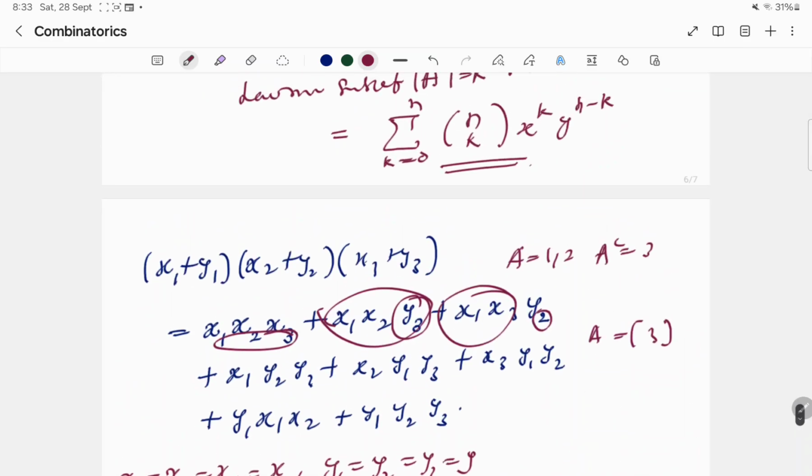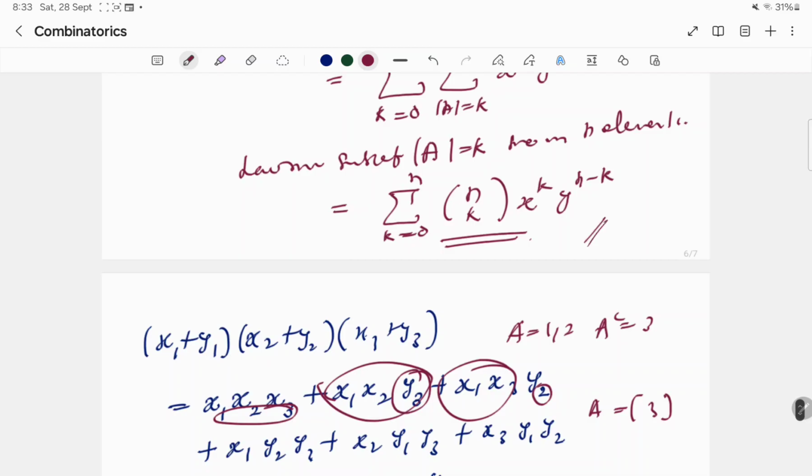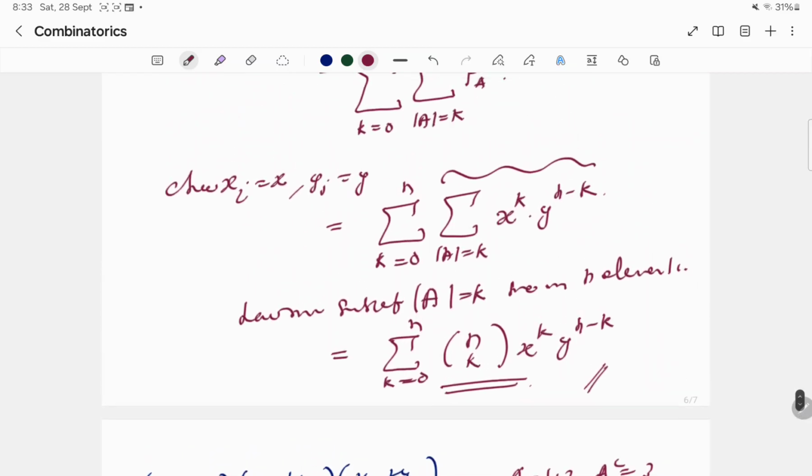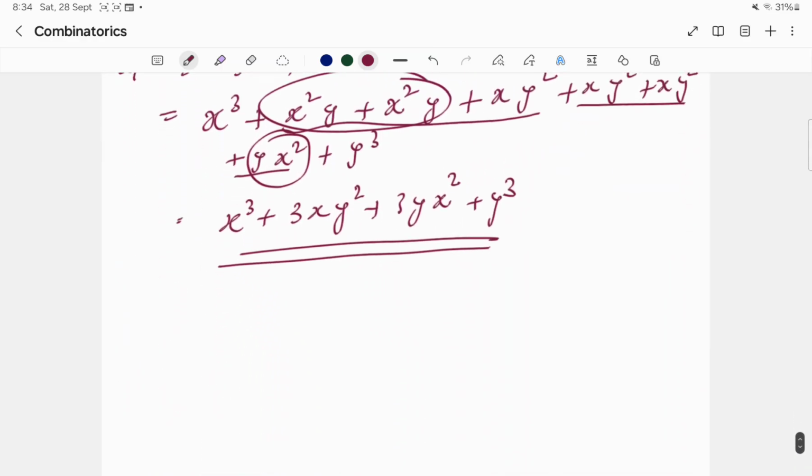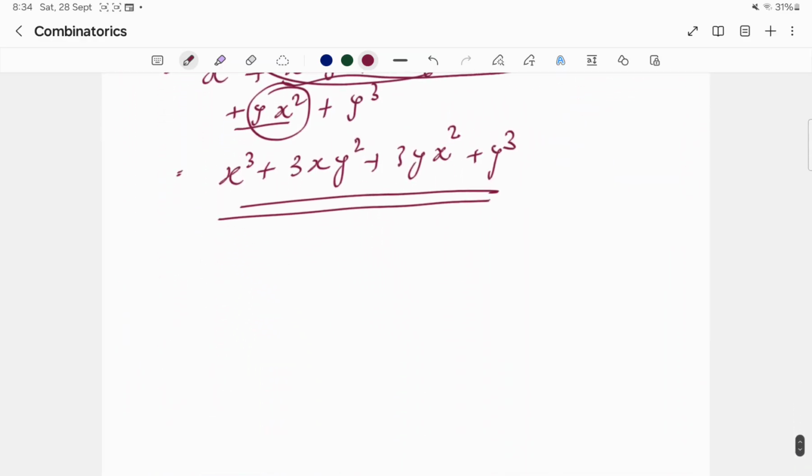So I think you understood a major portion of the binomial. The binomial theorem tells you that x plus y raised to n equals the sum over k equal to 0 to n of nCk x raised to k y raised to n minus k. So this is one combinatorial proof. Okay, thank you.